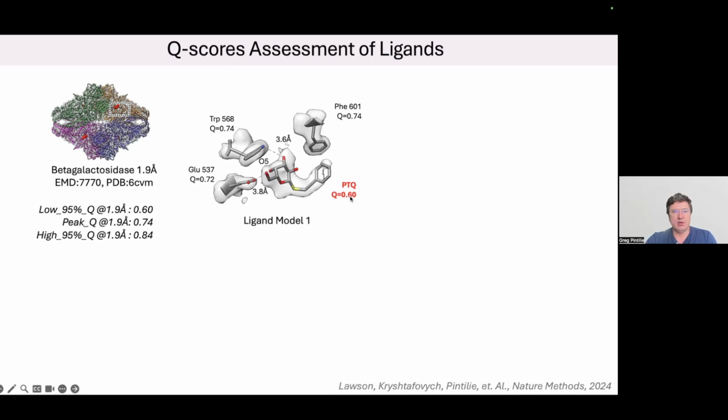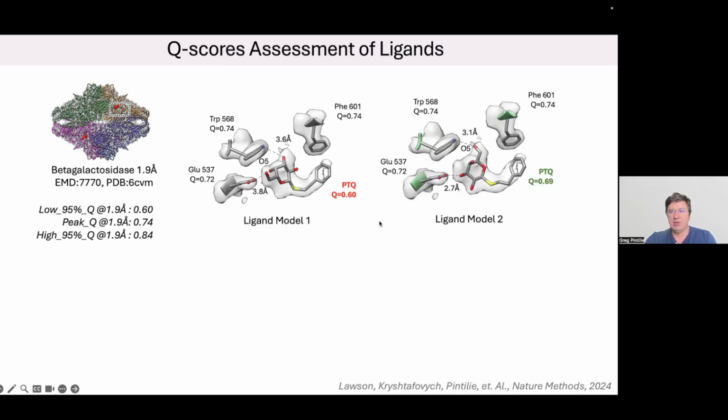This Q-score of 0.6 is actually on the low 95 percentile range. So this model could have raised a flag in terms of the Q-score, but initially it looked reasonable. In the challenge, we saw that participants proposed two different conformations for this ligand. One conformation had this O5 atom, you'll notice here, pointing down. And in this conformation, that whole aromatic is flipped around 180 degrees, and that O5 is pointing up in this direction.